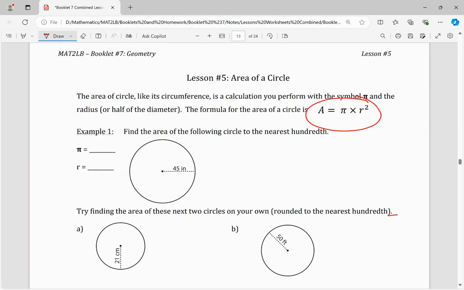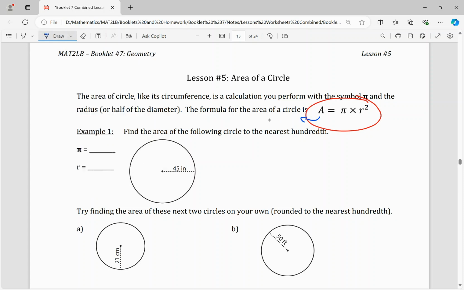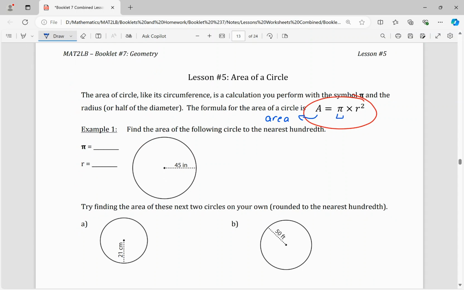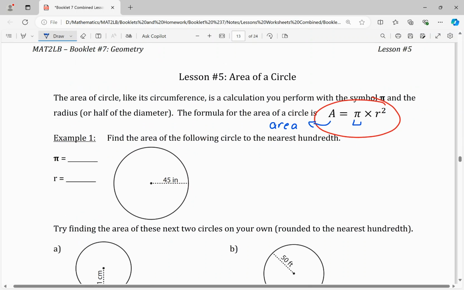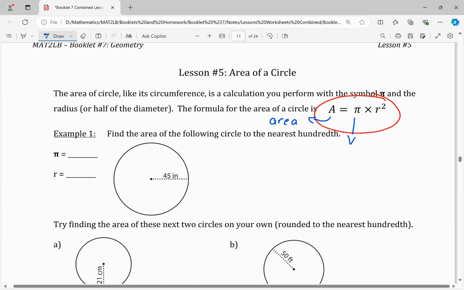So take a second and circle it so you know that when you come back later, that's the one that you need. The equation is A, which as we know stands for area, is equal to pi, which is not a variable but a number, and that number is 3.14, times r squared, where r is the radius.